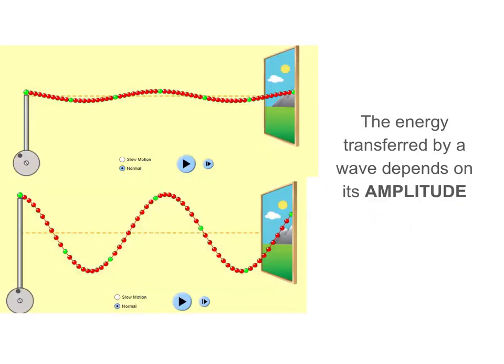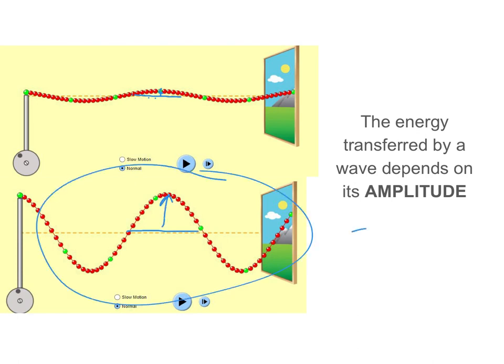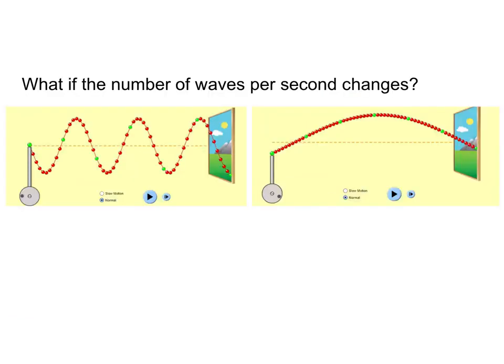And so the big idea is that the energy transferred by a wave depends on its amplitude. We can see that from the difference between the rest position here, how high that little green dot has to move, as opposed to this one here, where we have a lot more amplitude and thus more energy. So if I was going to say which one has more energy, the bottom one has much more energy than the top one.